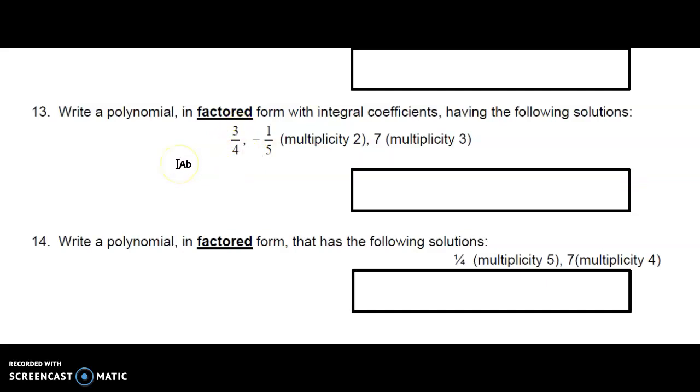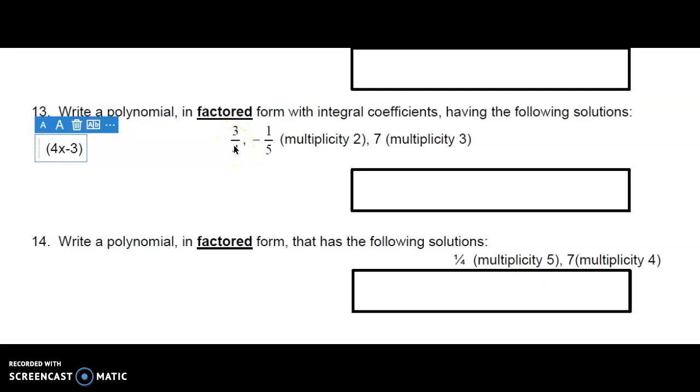3/4 is a fraction, but we need integral coefficients. In order to get that, you must think what factor, if I set it equal to 0 and then solve, would give the solution 3/4. That answer is actually 4x minus 3. Let's think about why that would be. If I were to set 4x minus 3 equal to 0 and solve it, I would add 3, so it'd be positive, and then I would divide by 4. Well, 3/4 would be my solution.